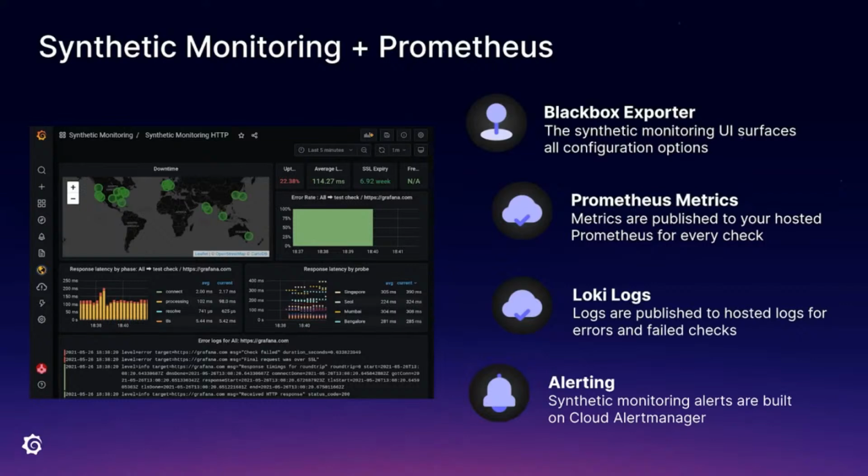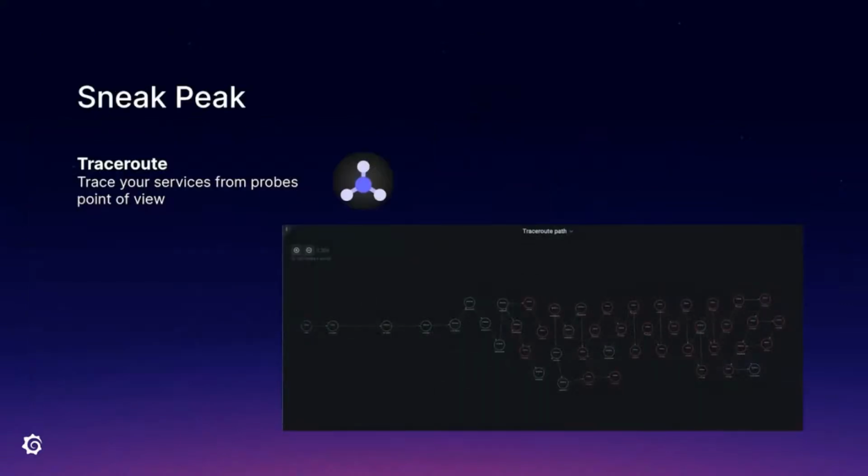And that's not all. We have something else that we've been working on. We've been planning and building traceroute features in synthetic monitoring. Traceroute is really useful when you want to see why your application is slow in some parts of the world and where that time is going.